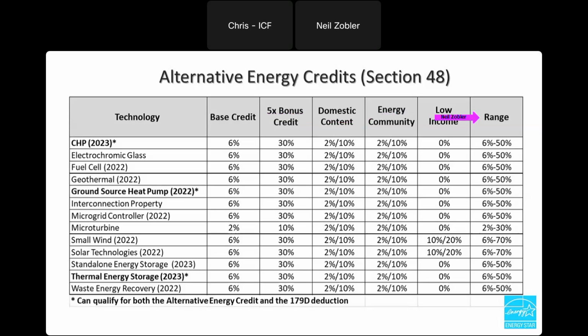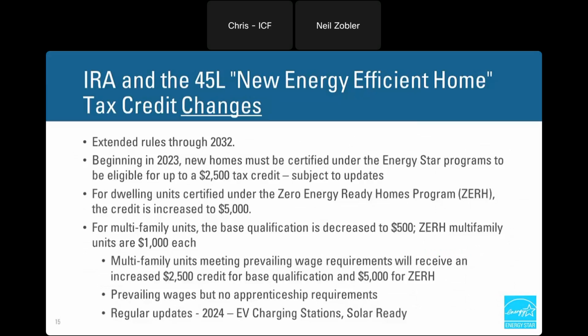And as you can see here under the range, some of the ranges here, if you're doing small wind or you're doing solar, you can get up to 70% of the project reimbursed through the tax deductions or tax credits. So that's a really big incentive. So you need to really focus on how to make that happen.